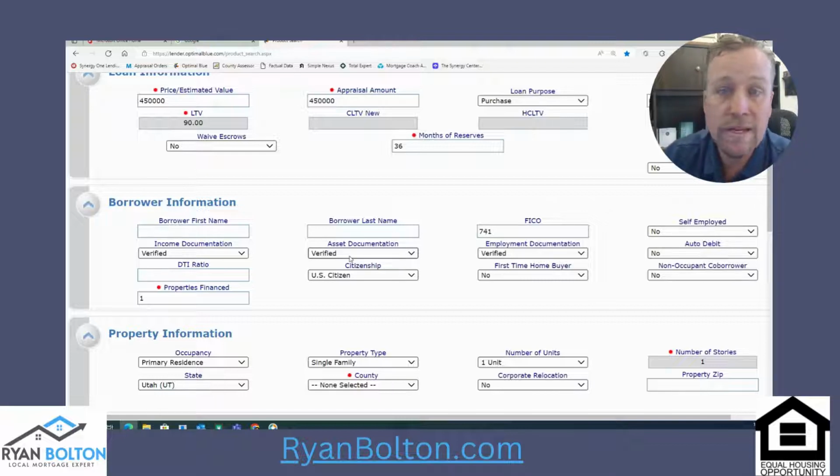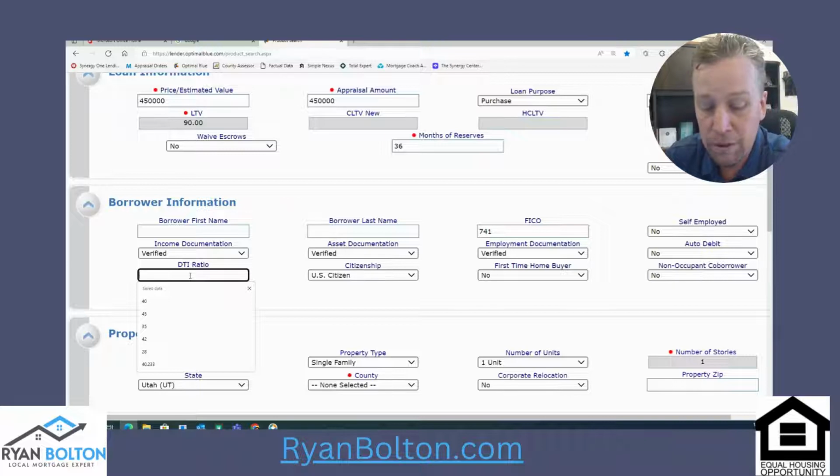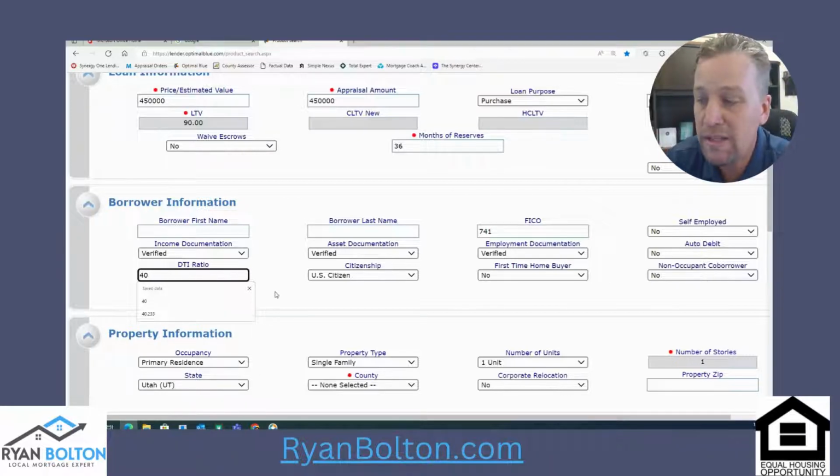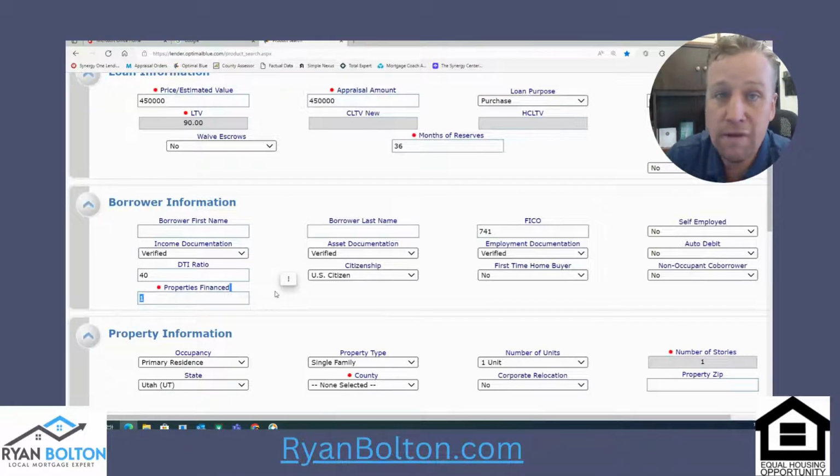Can we verify their income? Can we verify their assets? Can we verify if they're self-employed, if there's an occupant, if they're a first-time home buyer? Here's a big one. Here is debt ratio. I'm going to put in 40%, just to have a number in the box for now, but the lower that is, the better the rate can potentially be. Here's another big one is properties financed.